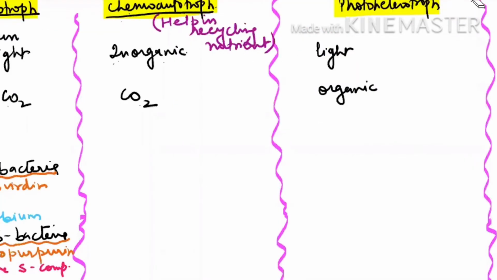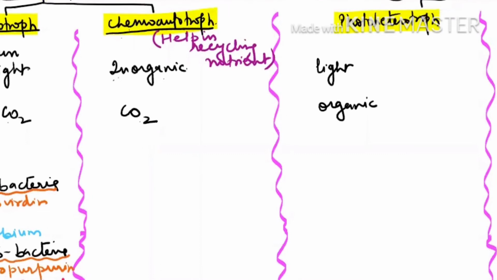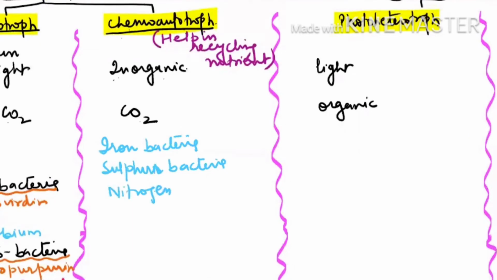Now, in chemoautotrophs, you will be finding all the, because chemoautotrophs are the ones which are helping in recycling nutrients. So chemoautotrophs help in recycling nutrients. You will be finding iron bacteria. You will be finding sulfur bacteria. Nitrogen bacteria. So these are the ones which are helping in recycling nutrients. So these are the examples of your chemoautotrophs.